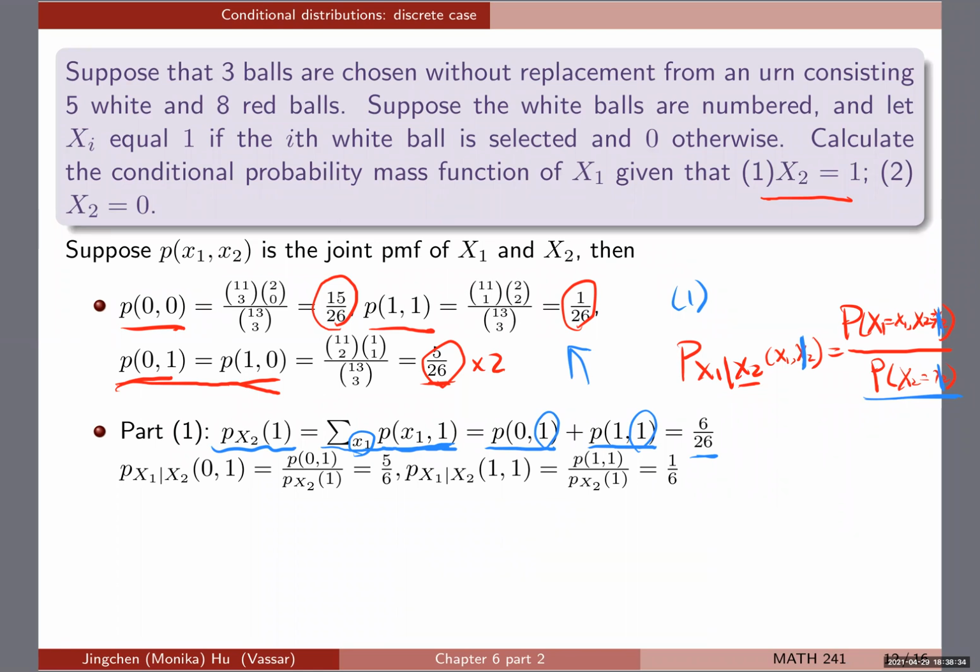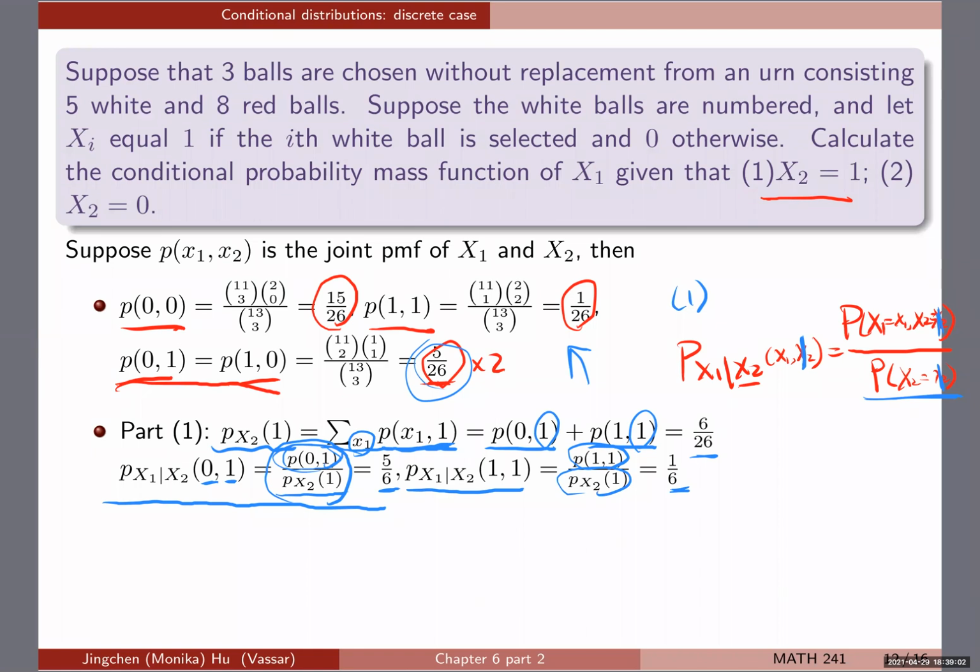In order to get the conditional, the first part is the conditional of 0, 1. That is the joint of 0, 1 over the marginal when x2 equals 1, which is 5/6. Again, this comes from the probability that you computed. The second part is the conditional probability of 1, 1. That's the joint over the marginal, which is 1/6.